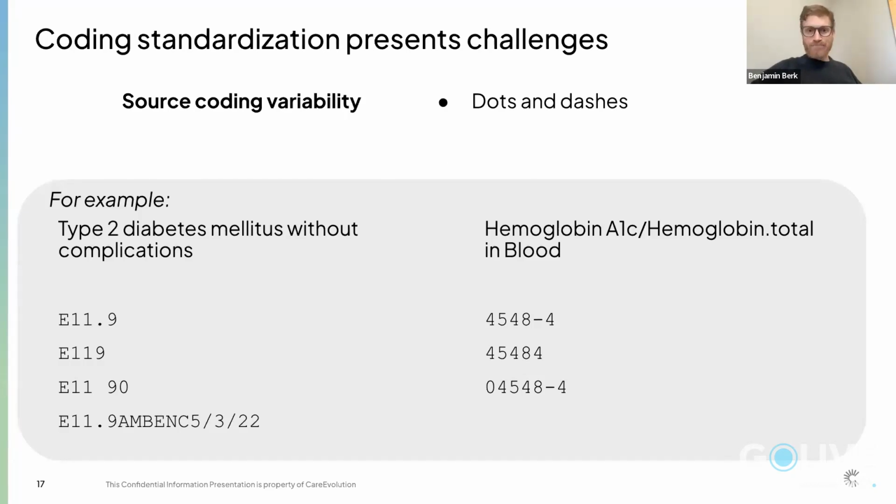Why is this hard? Standardization is difficult for a number of reasons. One, there's a huge amount of variability in the way source systems give you even real valid codes. So E11.9, which is for type 2 diabetes without complications, maybe they left out the dot, maybe they made it a space, maybe for some reason they added a bunch of additional text in the same field afterwards. So we need to be able to deal with that, whether the hyphen was included or not for a lab.